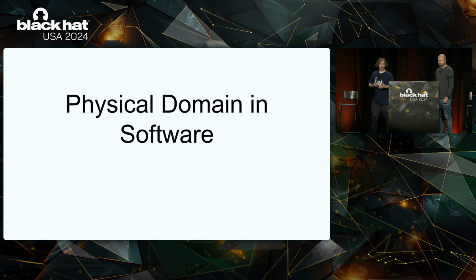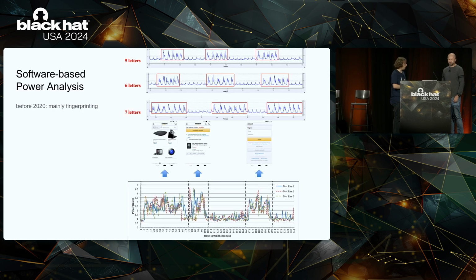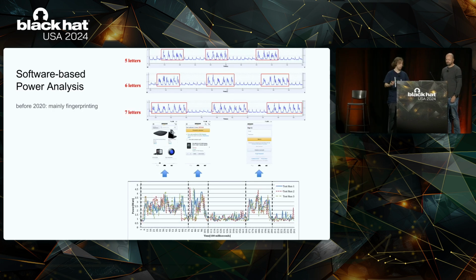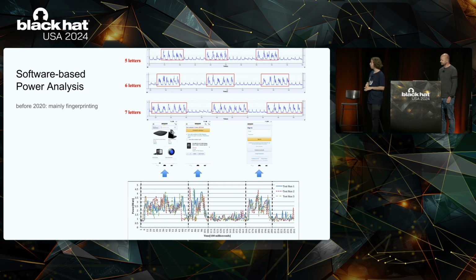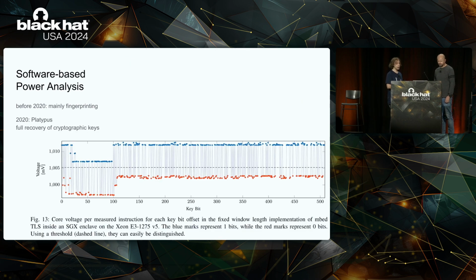The physical domain in software, if we take a look at the past, we started off with mainly fingerprinting attacks before 2020. There was no leakage of cryptographic information or other valuable secrets maybe. But this changed in 2020 with the Platypus attack, where we were able to leak an RSA key. This is just one example, full recovery of cryptographic keys. And this, again, changes the threat model.